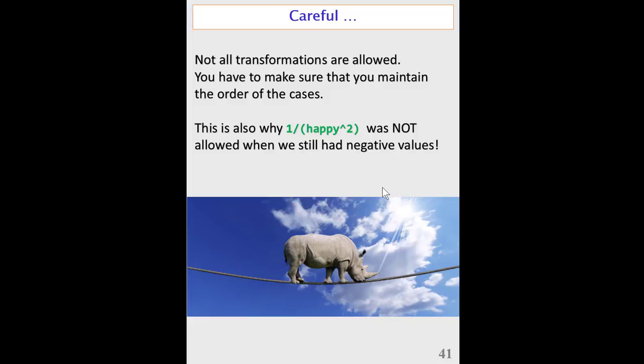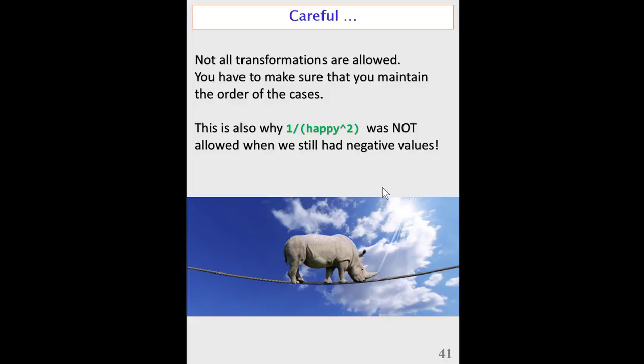All the transformations that are allowed should maintain the order of the cases in your data. So if you have cases 1, 2, 3, 4, 5, 6, 7, 8, 9, 10, only positives, then if you take the squares, the order of these cases is maintained. However, if you have positive and negative values, let's say 1 through 10 and also minus half, minus 1.5, minus 2.5, then if you take the squares, these squares end up right in the middle of the positive numbers that you have over here. So the distribution that you're going to get mixes up the cases in your data.